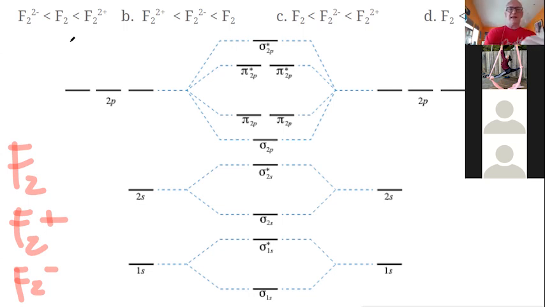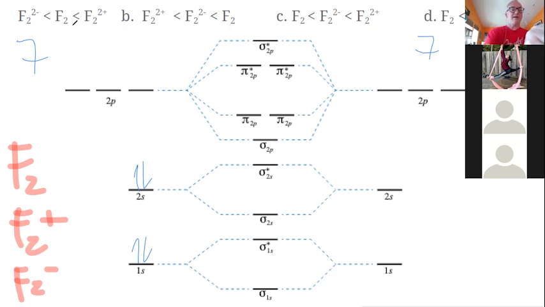So let's start with F2, fluorine. How many valence electrons does fluorine have? Seven. So we're going to have seven on this side and seven on this side. So where do we put our seven? Two on 1s, two on 2s. That's four. Oh, wait a minute. Oops. 1s is here. We really shouldn't have 1s here. We only want the valence electrons. We should start with 2s.